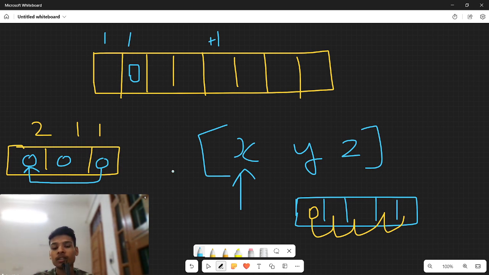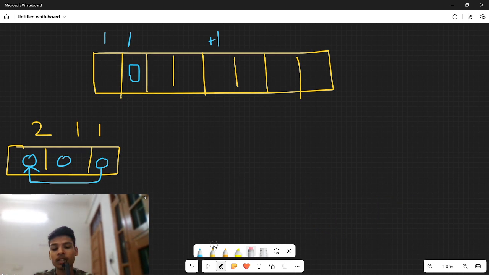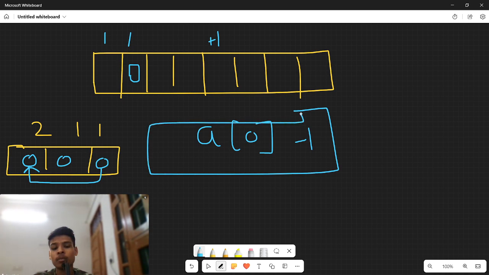Then this value becomes equal to 2 and there is 1 only. So this is one part of the solution, which means I will simply add array of 0 minus 1 in my answer. Okay, right. What's next? So this is the first observation. I will simply add array of 0 minus 1 in my answer.